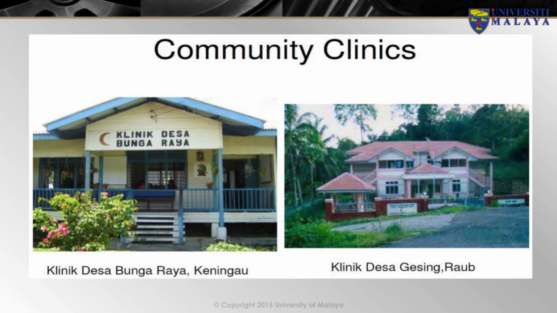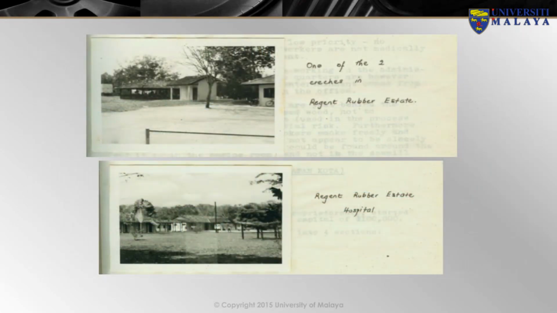Klinik Desa or KD Bunga Raya is the old structure, an extension of the previously called Midwife Clinic Cum Quarters or MCQ, where the midwives, now community nurses, stay in the quarters adjacent to the clinic. KD Gesing is the new design, a double-story building where the ground floor is the clinic and the community nurses stay on the first floor. Usually, there are 2 community nurses posted in each KD. Here are the older photographs of the rubber estate clinic and hospital, which is manned by medical assistants.